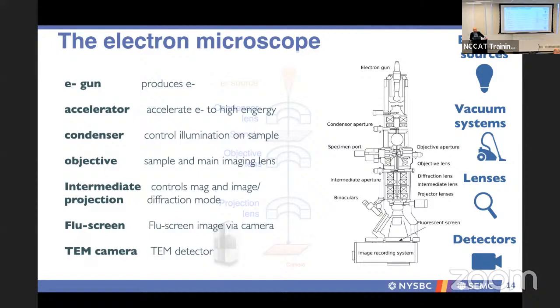Our condenser lens is right below, and you can think of it as controlling the illumination or brightness. For the objective lens, we actually have a split lens with an upper and bottom pole piece. So in our objective lens, with the 2 pole pieces, our sample goes in, and our aperture is right below that. So that's a specific lens that we typically use for TEMs. And then our intermediate and projection lenses control the magnification.